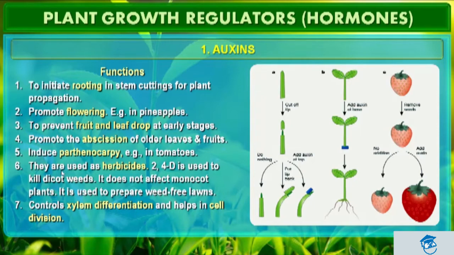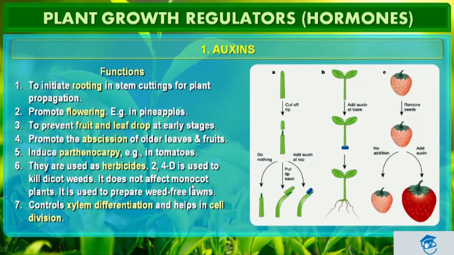Sixth function, they are used as herbicides. That means it kills unwanted herbs. 2,4-D is a synthetic auxin which is used to kill dicot weeds. It does not affect monocot plants. It is used to prepare weed-free lawns.